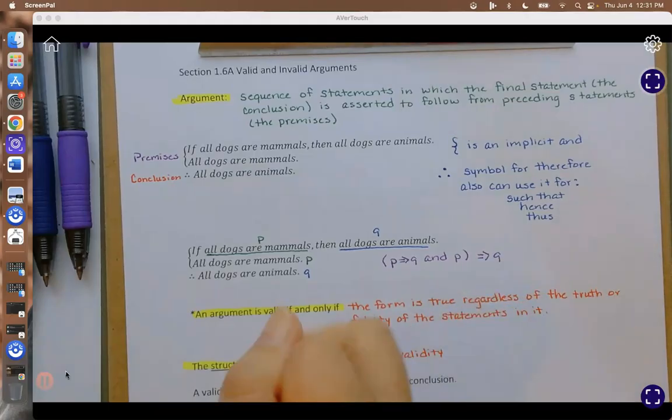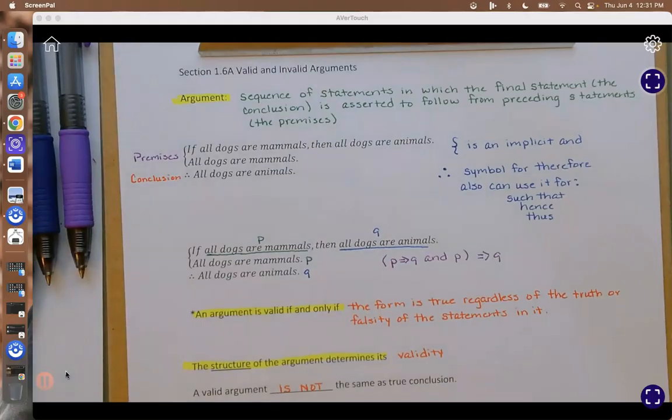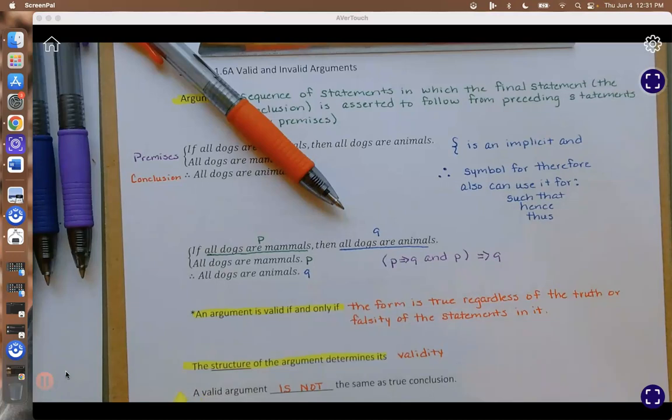A valid argument is not the same as a true conclusion. Okay? A valid argument is not the same as a true conclusion. All right.